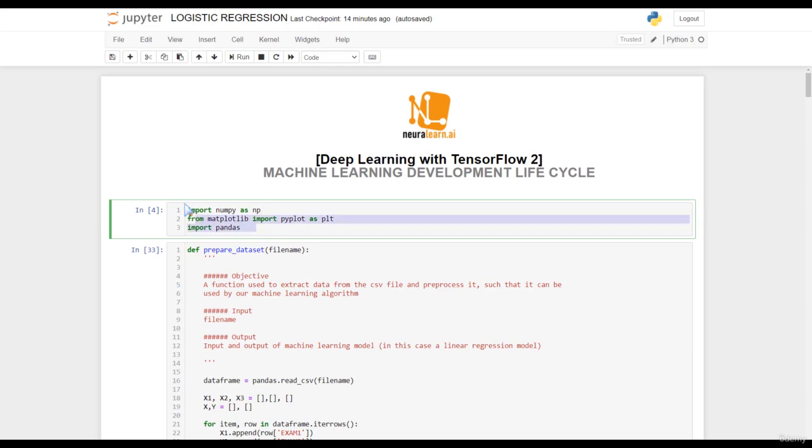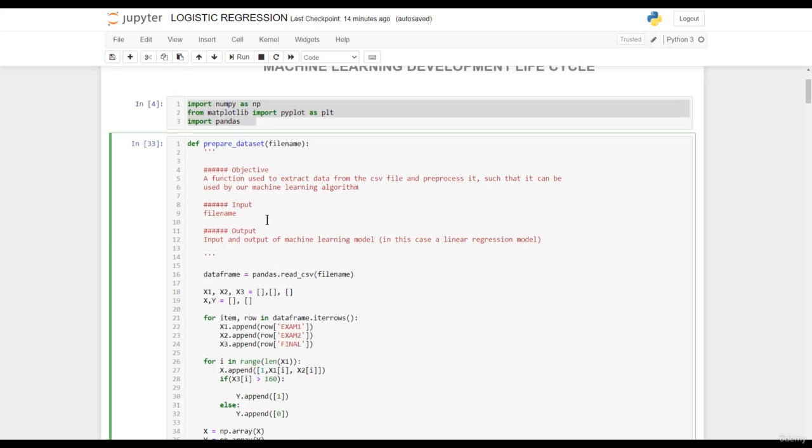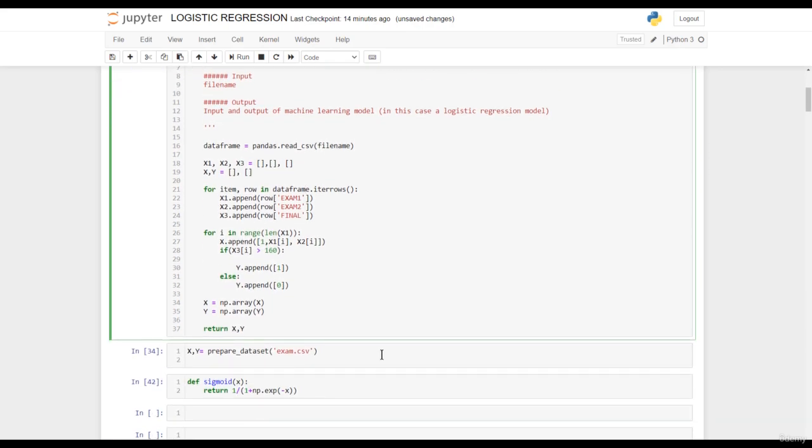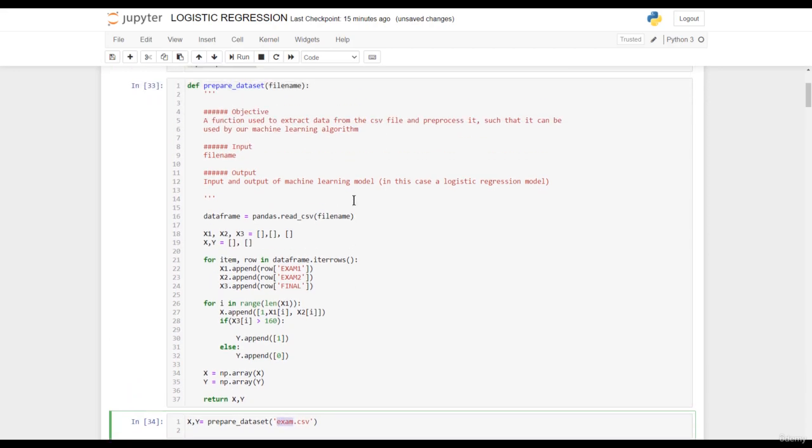Again, we start with our imports, and then we have this prepare dataset function. It's going to be a modification of the previous function we were working with. So in this case, we have a logistic regression model. Now we read the CSV file. Obviously, when calling, we're going to have exam.csv instead of health.csv.